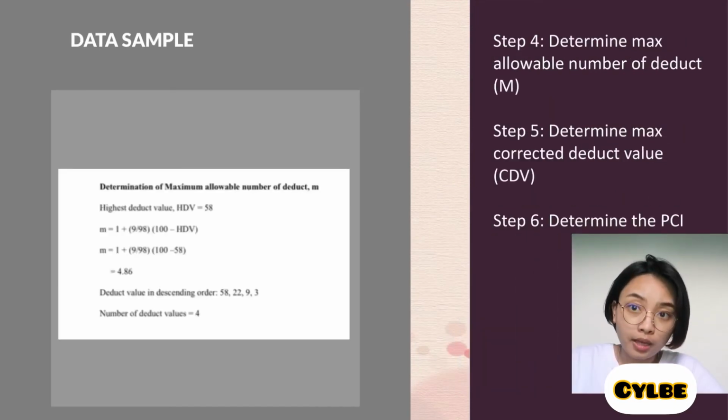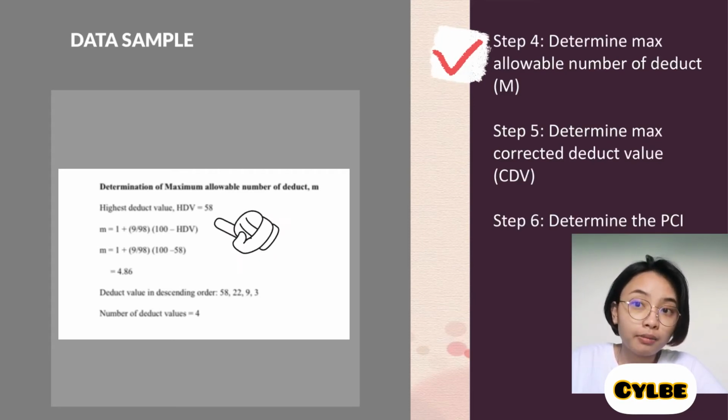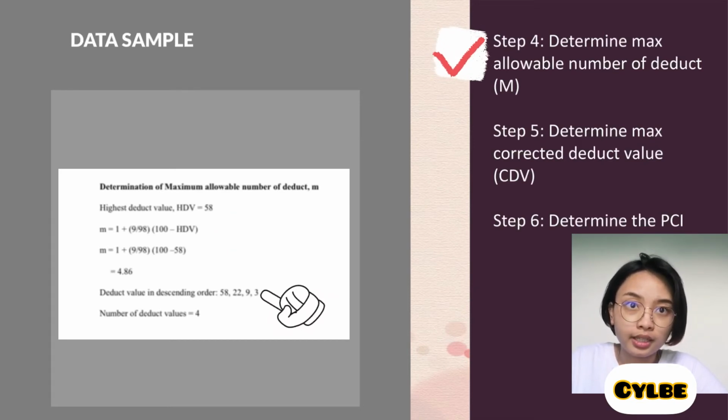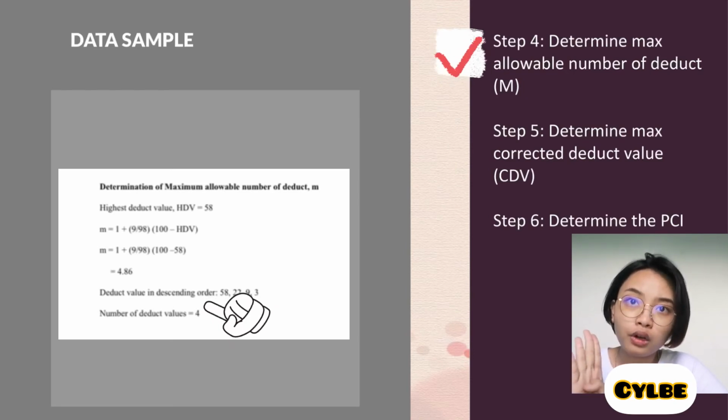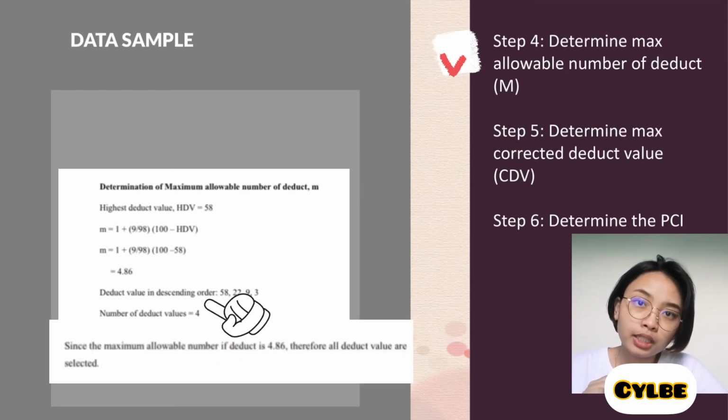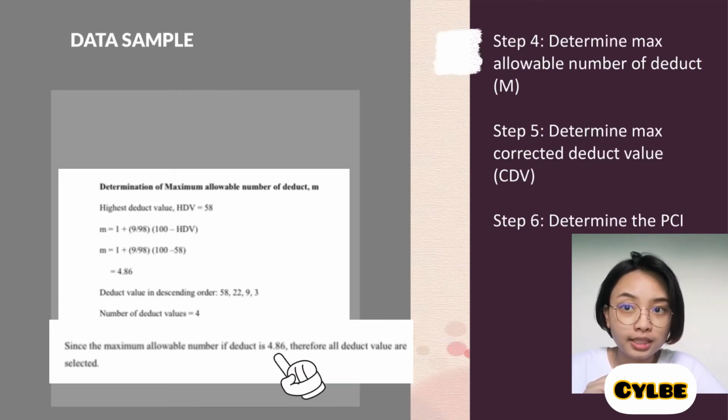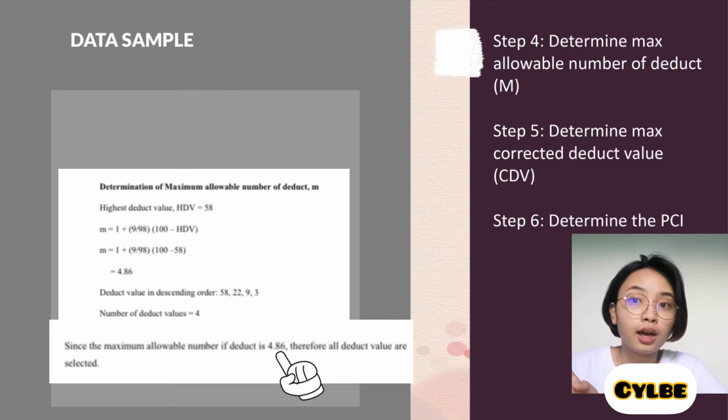Then in step number 4, we determine the maximum allowable number of deducts, which is M. We use the highest deduct value in the M calculation, and we put the deduct values in descending order. In this sample, the number of deduct values is 4, and since the maximum allowable number of deducts is 4.86, therefore all deduct values are selected.